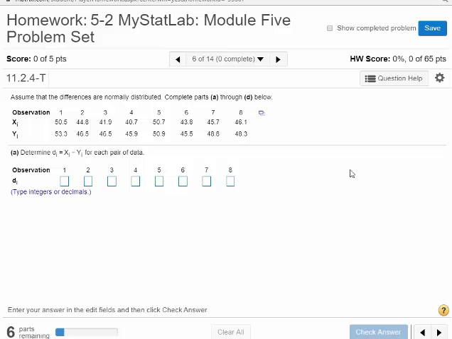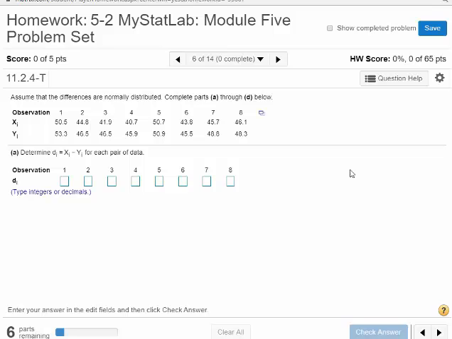It seems a little weird, but we're going to rely on StatCrunch a lot for this one as well. Okay, so it just goes like this. Assume the differences for this data set here are normally distributed. It says complete parts A through D below.